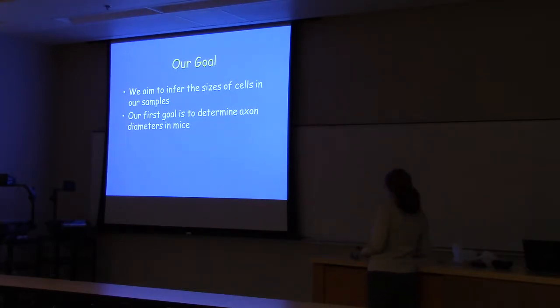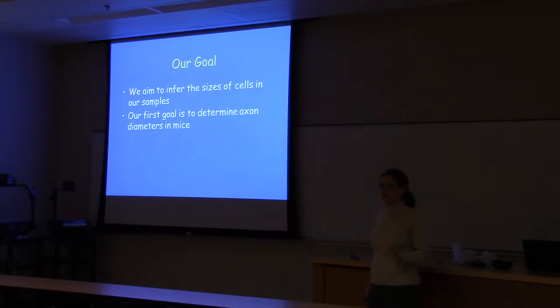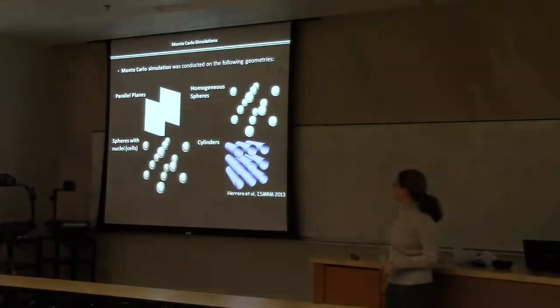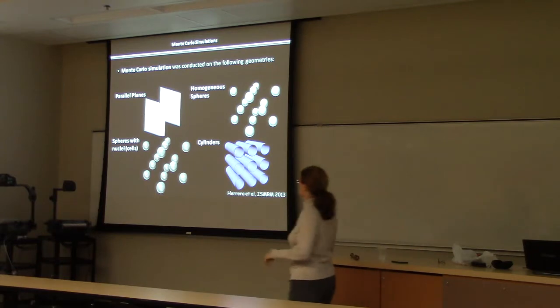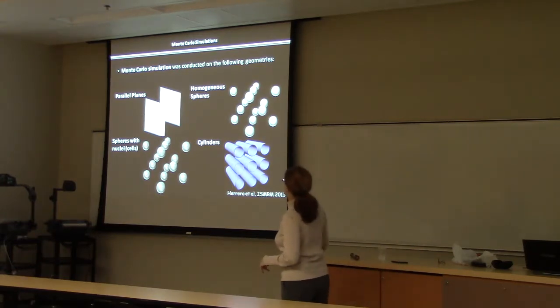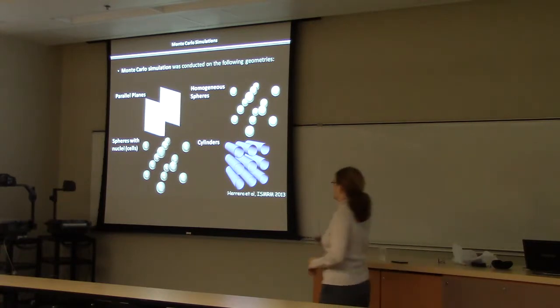So what we're going to do is try to infer sizes of these cells in our samples. And our first goal, once we've gone with our phantoms and so forth, is to move to the mouse brain and do axon diameters in mice. So here are some of our models. And you can tell now I've been stealing these from my students who are giving talks. So we have a Monte Carlo simulation. So basically we have, oh, it's going to come up. I'll show you the pictures of how it works.